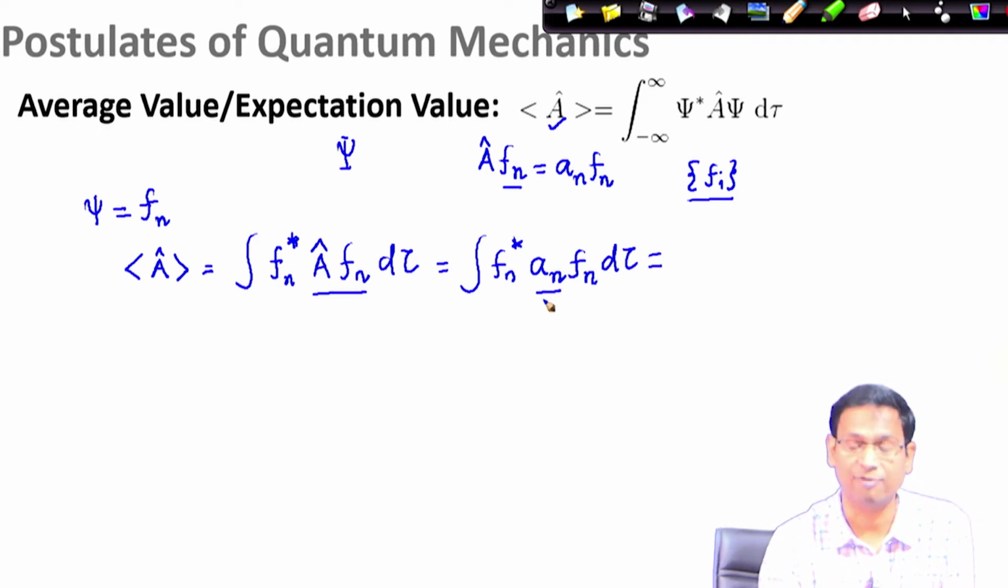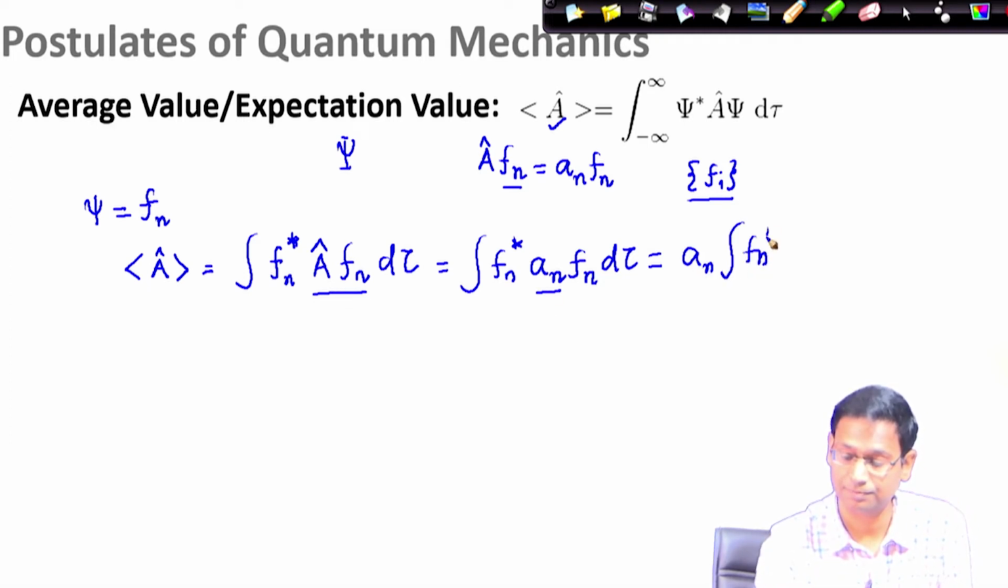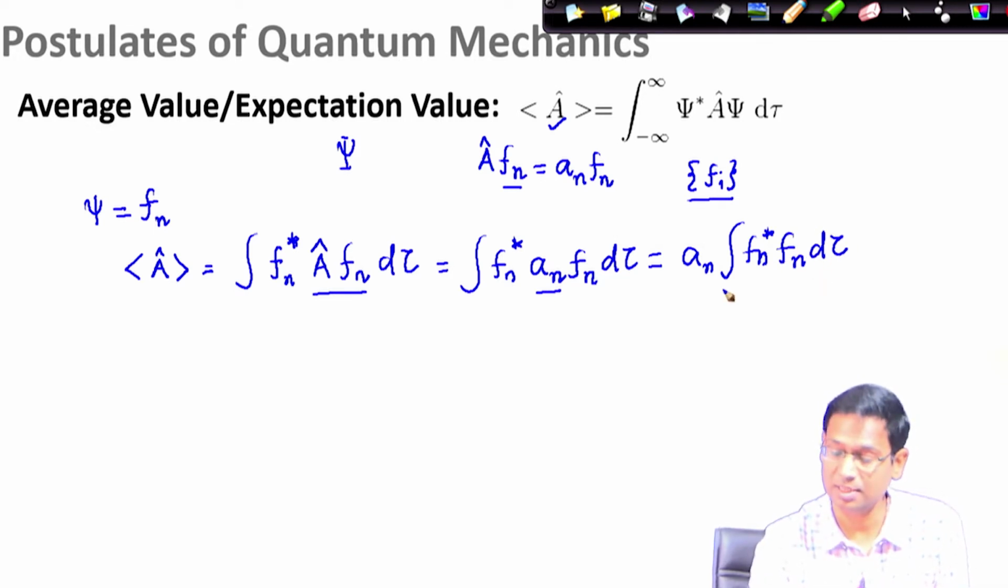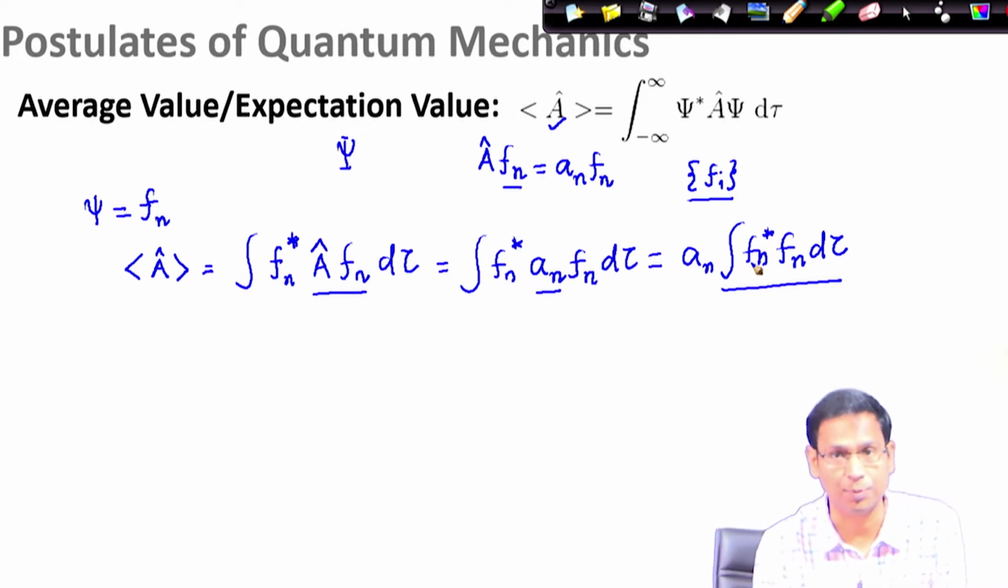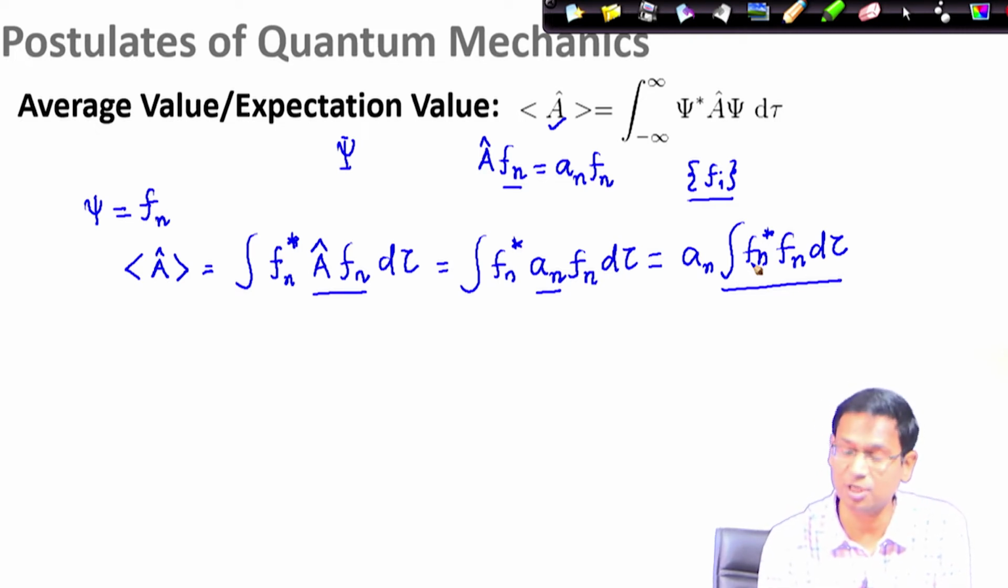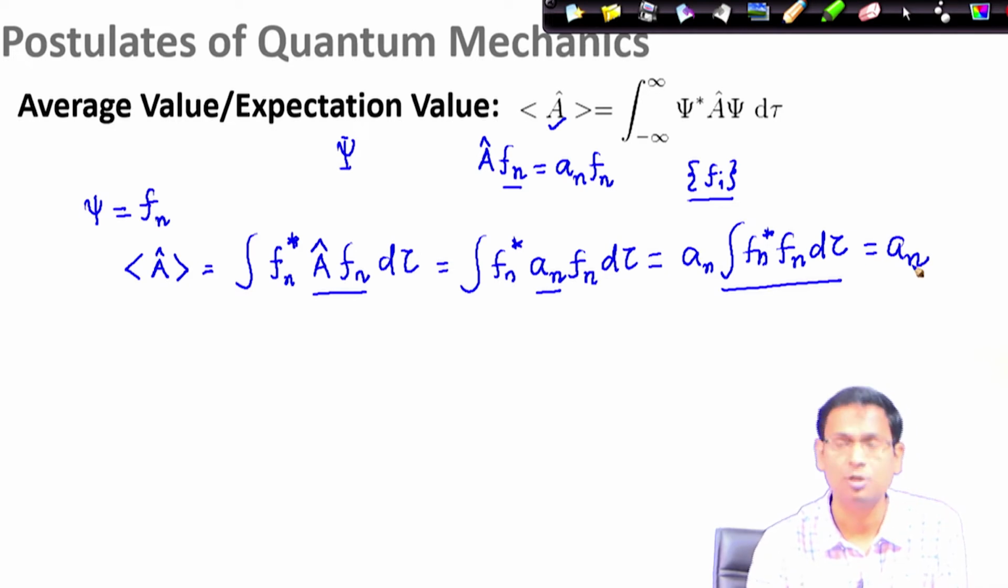a n is the eigenvalue, which is a constant, so I can bring it out of the integration. When I look at the remaining quantity, it is f n star multiplied by f n, and I am integrating over all the space. I know f n is an eigenfunction of operator A, so it must be a well-behaved function, and if it is a well-behaved function, I can always normalize it. If it is a normalized function, the value of this integral is 1 and I am left with a n.